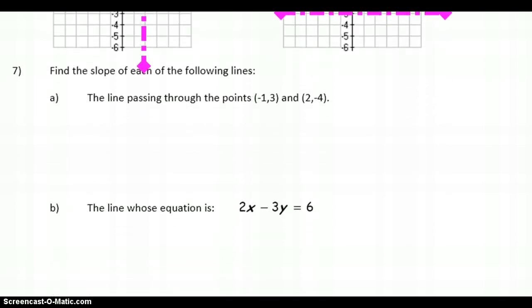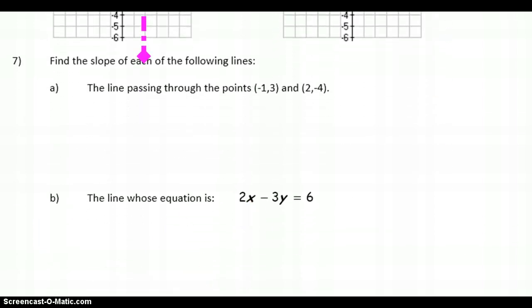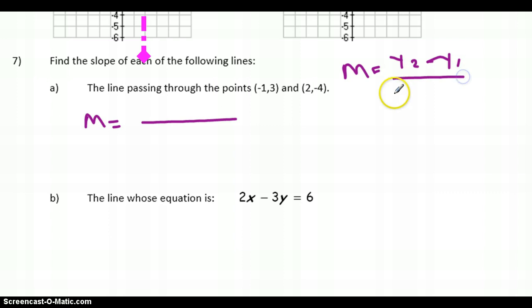Okay. Some more things here. We're looking at finding the slope of each of these lines. So we know the equation to find slope. So we're just going to use that here. Anytime I have 2 points, it's appropriate to use that equation to find the slope. And again, we do have to have this one memorized. So I'll write the equation up here. It'll be y2 minus y1 over x2 minus x1.